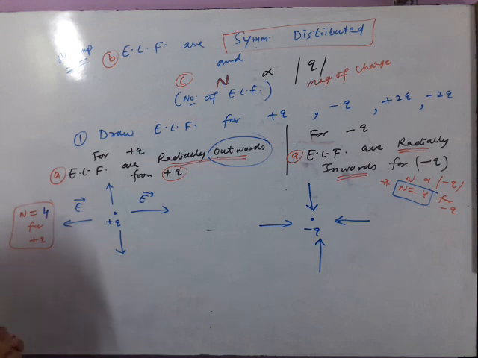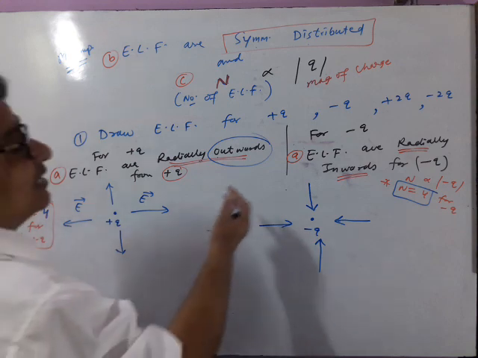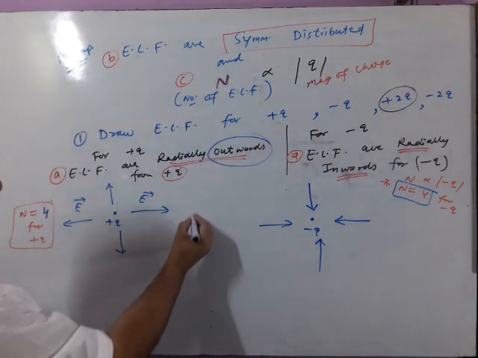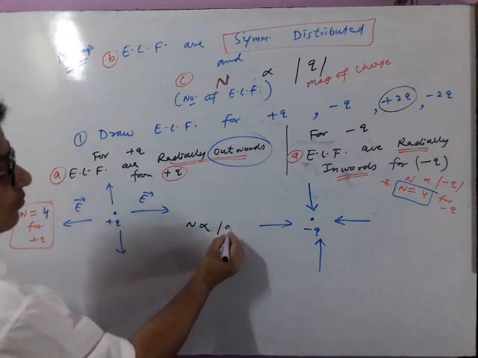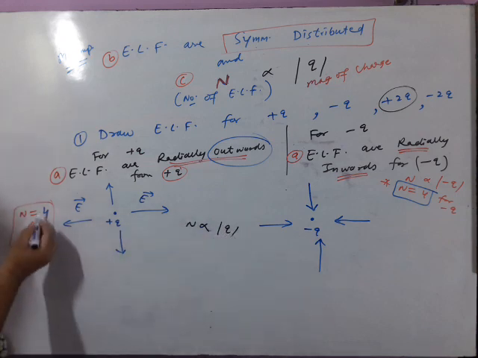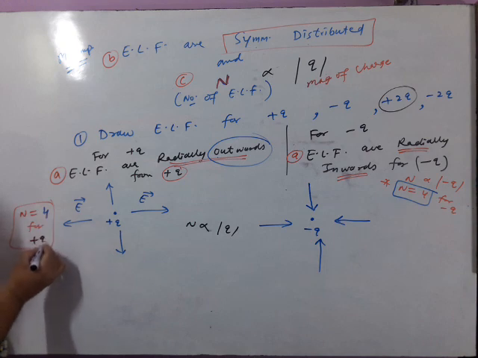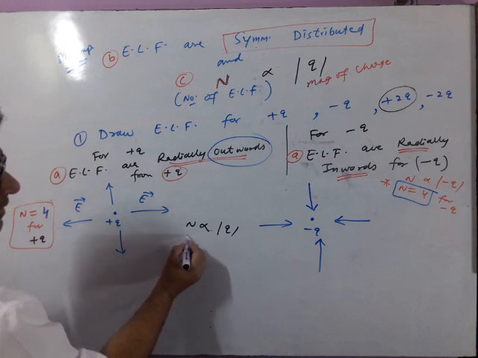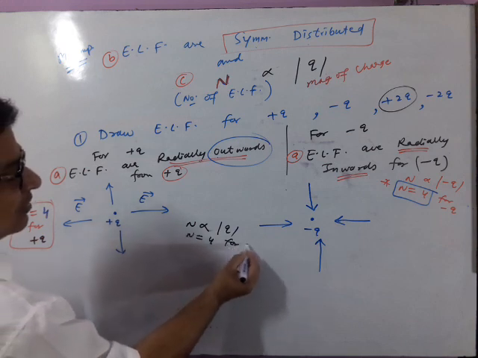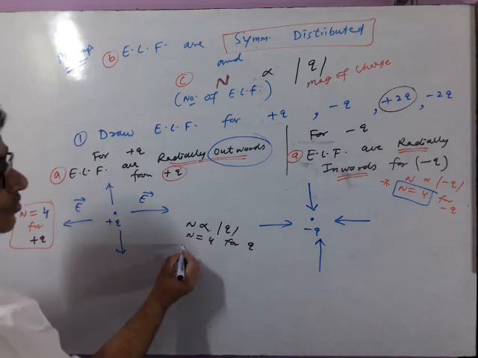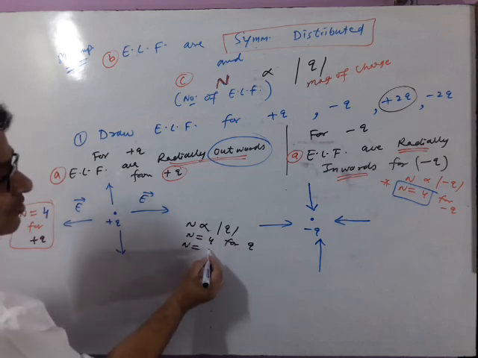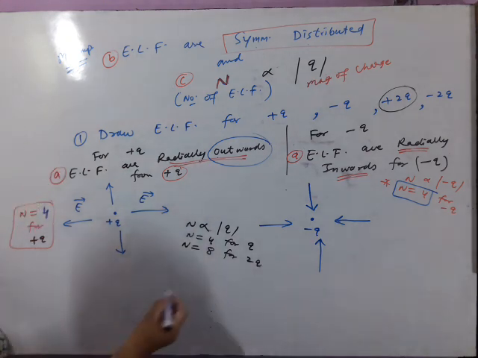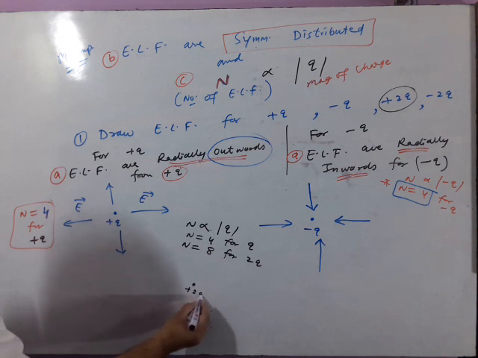Breathe in again. So on the basis of this concept, if I say for plus 2Q, apply your mind. Number of lines is directly proportional to mod of charge. We have shown 4 lines for plus Q charge. So you are doubling the charge. It is 2Q. So let us say number of lines is 4 for Q. So how many lines for 2Q? Double it. So number of lines should be 8 for twice of Q. Mod 2Q. So you will write it like this for plus 2Q.